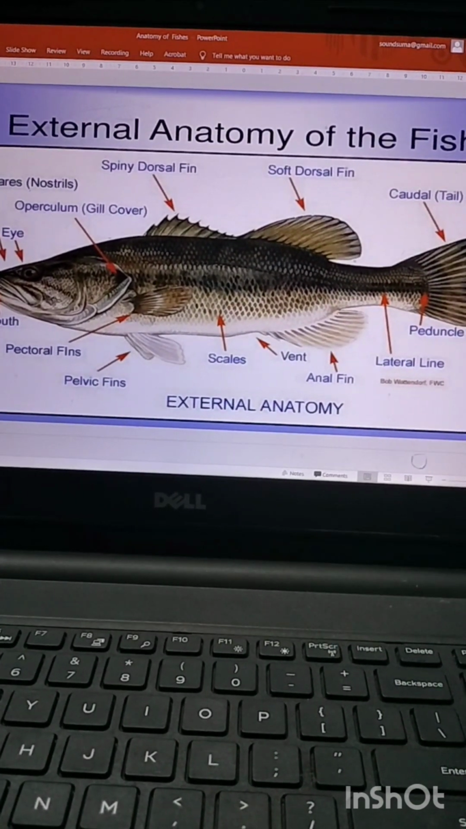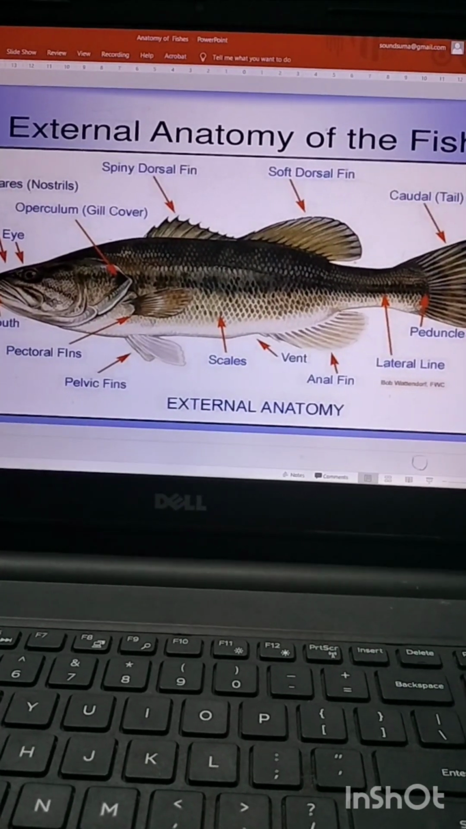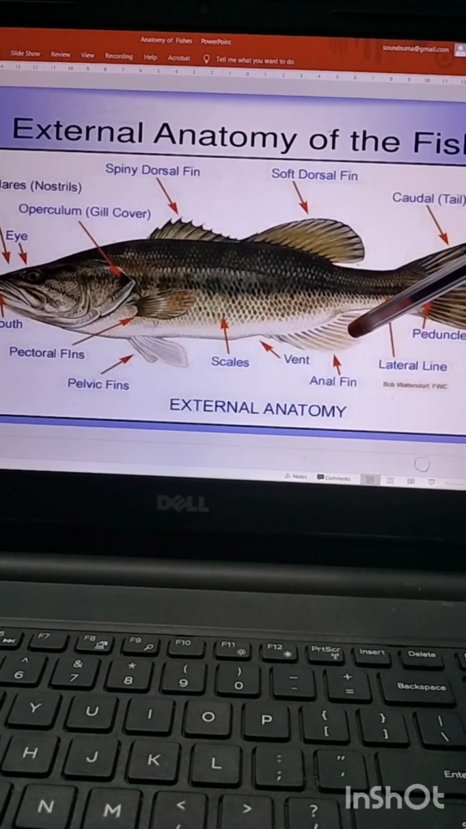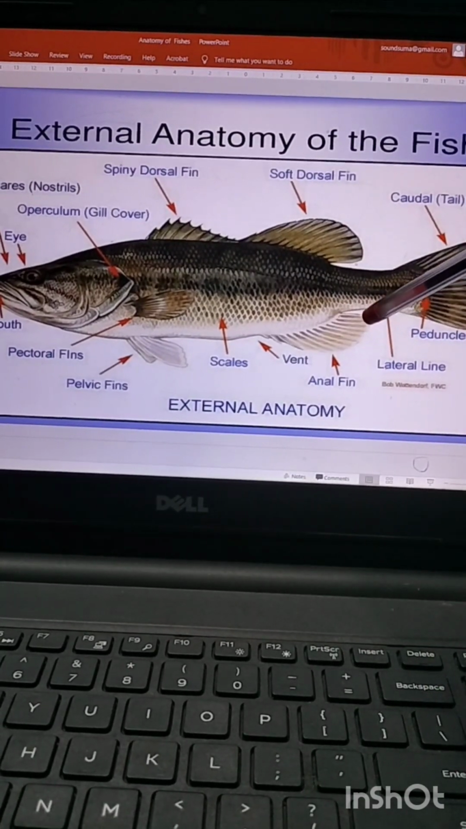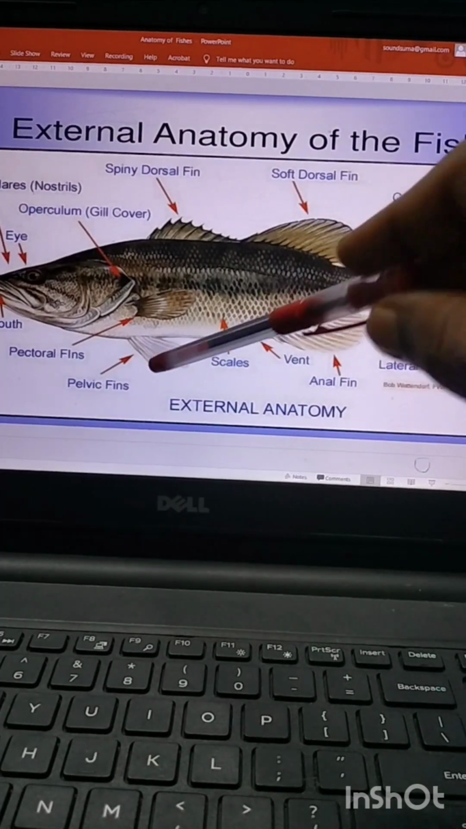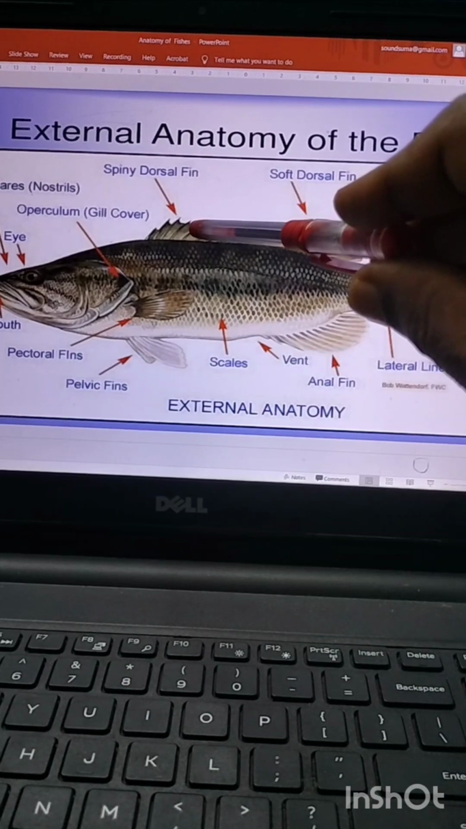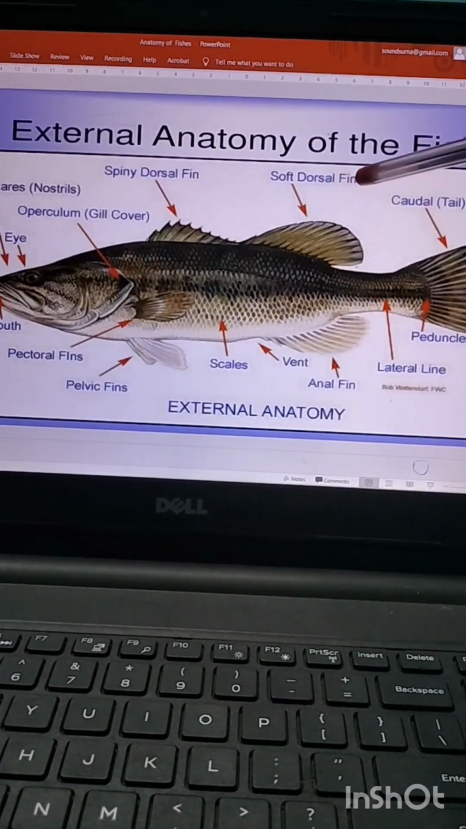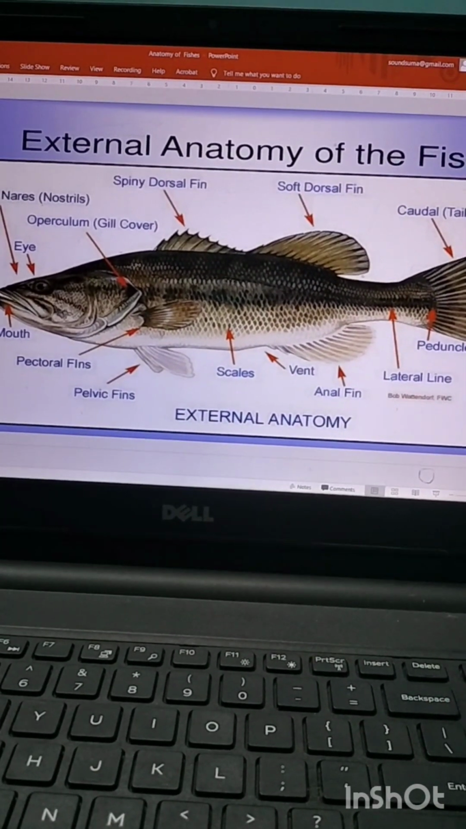And you can see the tail portion. A fin is there. We call it the caudal fin, and near the vent, or near the anal opening, you can see the anal fin, and the pelvic fin is there, the pectoral fin is there. On the dorsal side, you can see two fins: one is the spiny dorsal fin and the other is the soft dorsal fin. So this is the external appearance, or external anatomy, of a fish.